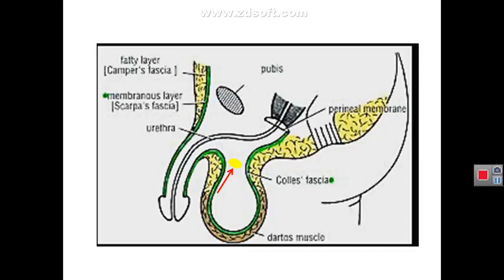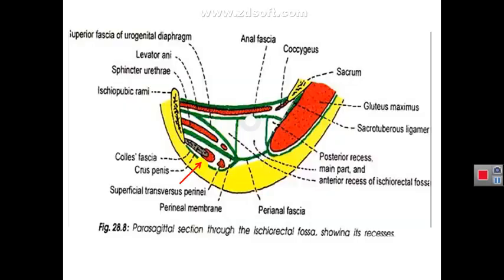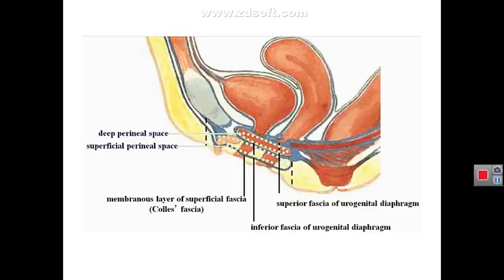Such an application carries a clinical significance. What is this clinical significance? Of course, here I want you to see the deep perineal space and superficial perineal space in the female. It is of the same configuration. This is the Colles fascia in the female. This is the inferior fascia of the urogenital diaphragm, which is called the perineal membrane in the female. And this is the superior fascia of the urogenital diaphragm in the female.